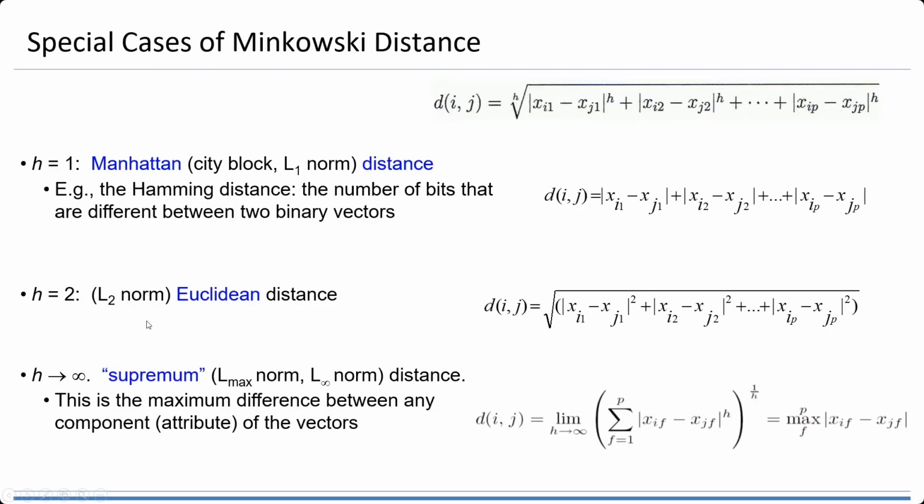So these are the special cases of Minkowski distance. It depends on the h. H means the norm. If h is 1, then we call it Manhattan distance, or sometimes city block, or sometimes the L1 norm.